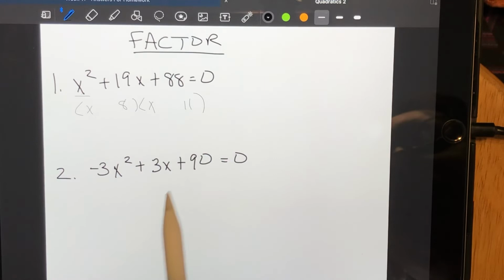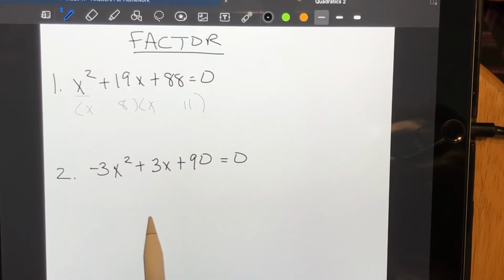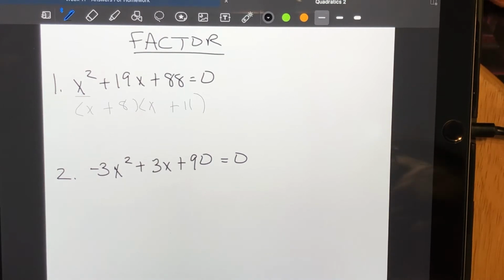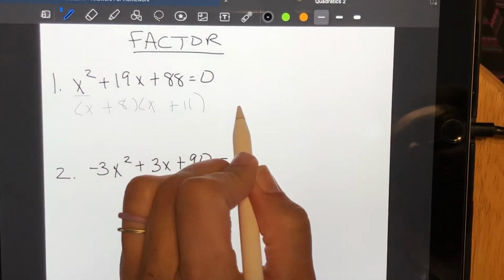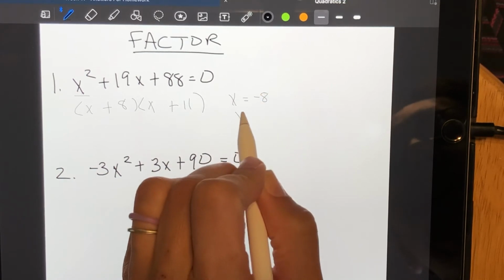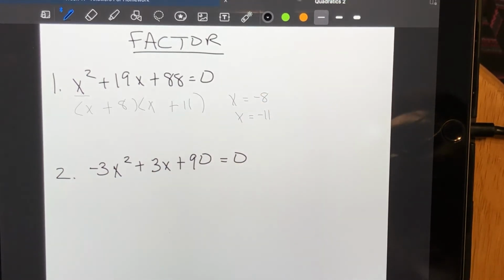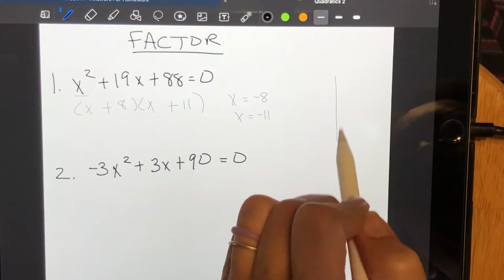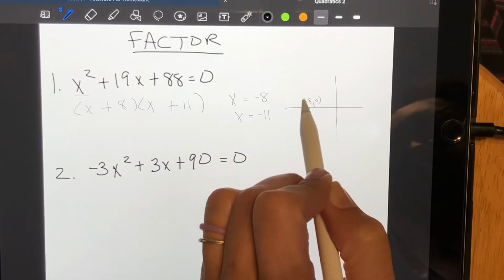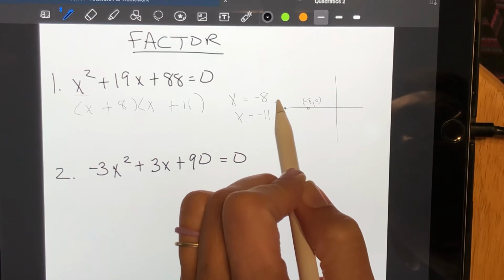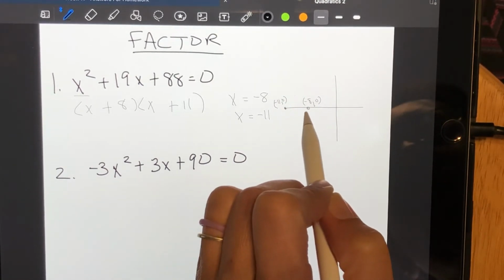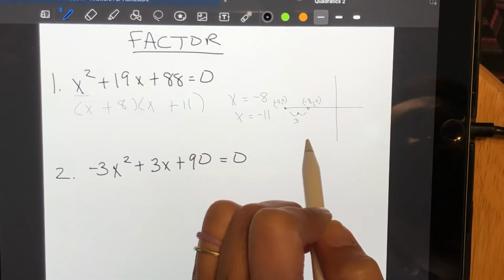8 times 11 is 88. 8 plus 11 is 19. All of my signs are positive, so I would have positive signs here. And the zeros of my graph would be x equals -8 and x equals -11. So if I were graphing, I would be able to put one point at -8, 0, another point at -11, 0. I would be able to say that there are 3 units between these.